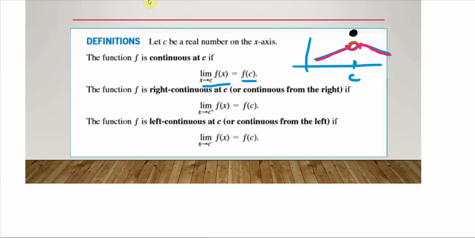All right. The function f is right continuous at c, or continuous from the right, if the limit from the right side is equal to f of c, and it's going to be left continuous if the limit of f of x as x approaches c with a minus, there's supposed to be a little minus there, is equal to f of c. So what this is saying is that if I come from the right and I'm approaching the dot, then we say that it is right continuous.